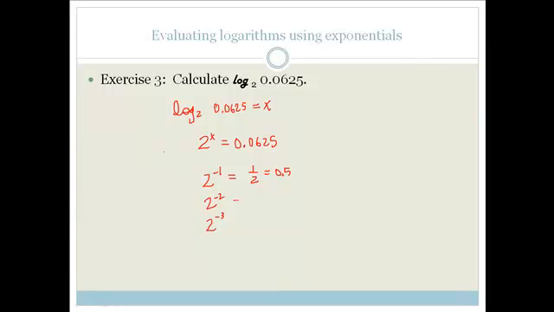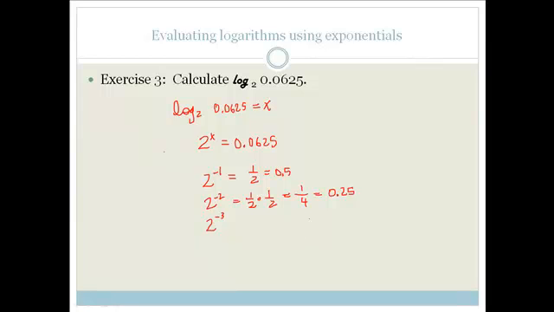I have that one memorized. 2 to the negative 2 power is 1/2 times 1/2. And I do my fraction multiplication. I get 1 on top, 4 on the bottom. That's 0.25, right? 1/4 is equal to 25 cents, a quarter.